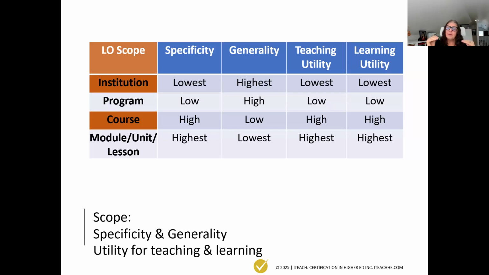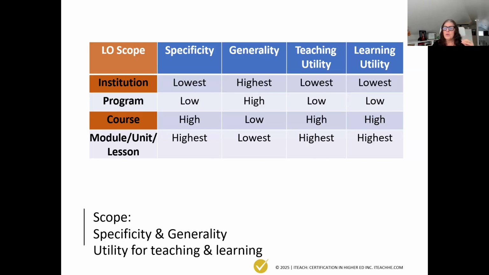Their teaching utility is highest, and their learning utility is highest at those levels. At the course level, they can be high, but not as high as when you get down to that module, unit, and lesson level, right? But they're lowest at the institution level, right? Because they just have to be so broad. And that's where they're highest at the institution level in their being general. Okay, so that just gives you a sense of the scope, the different levels that can exist.